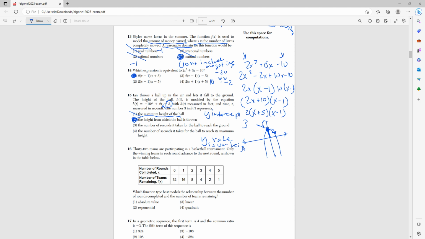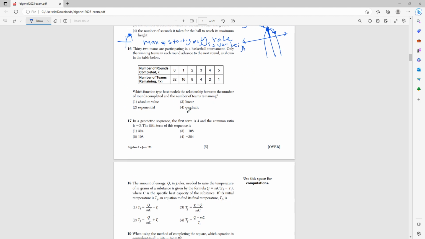And the reason why this wouldn't be the maximum height of the ball is because it's the starting point, right? If it was the maximum height of the ball, then the problem would probably look something like this, and this would be the maximum height, right? But the max height is not the same thing as saying the starting position, right?